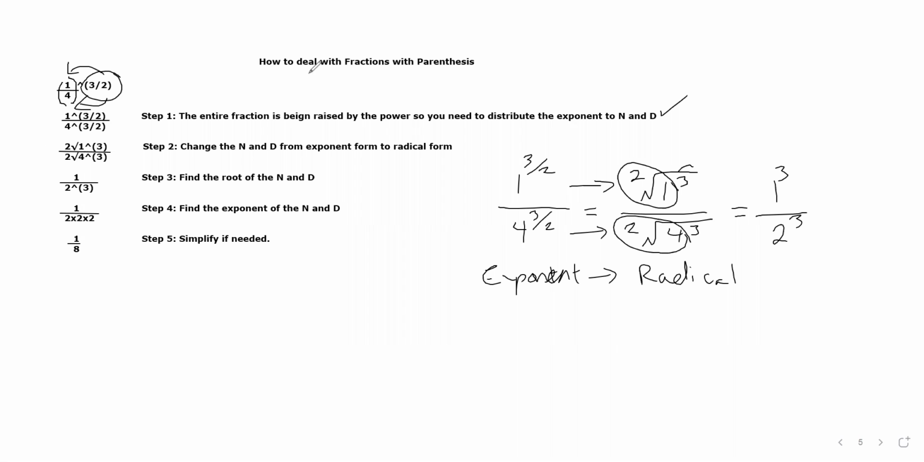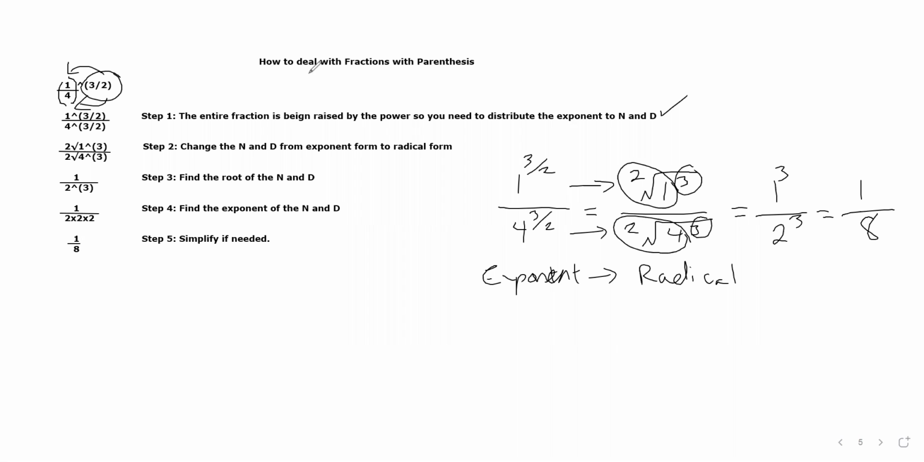Notice the power is just kind of hanging back. We're going to deal with the power after, right? Once we found the root of the numerator and denominator, we're going to move on to step 4, which is find the exponent of the numerator and denominator. This is just 1 times 1 times 1, which just gives me 1. And this one's 2 times 2 times 2, which is going to be 8, right? So that's shown over here on the side.